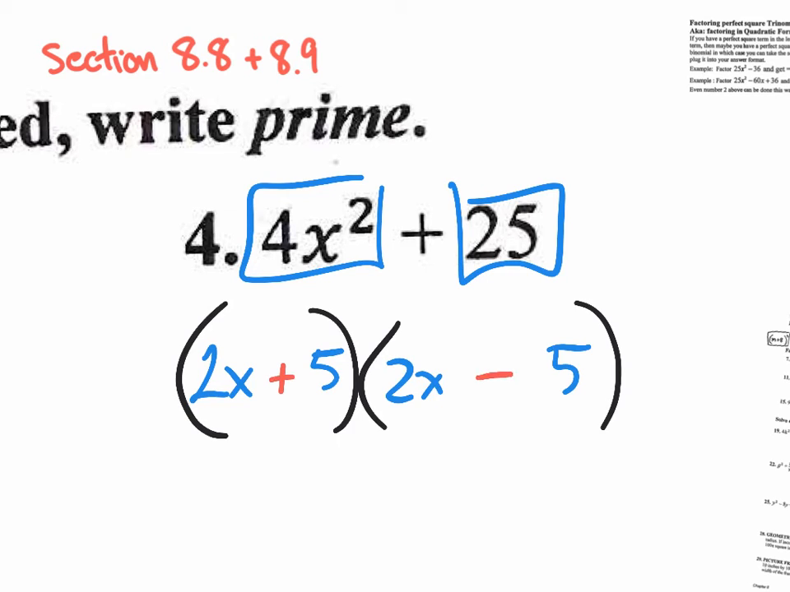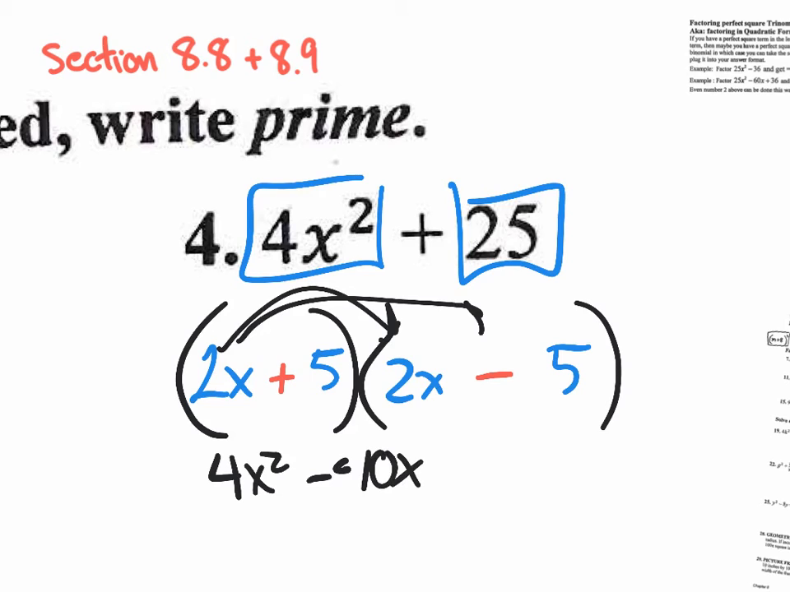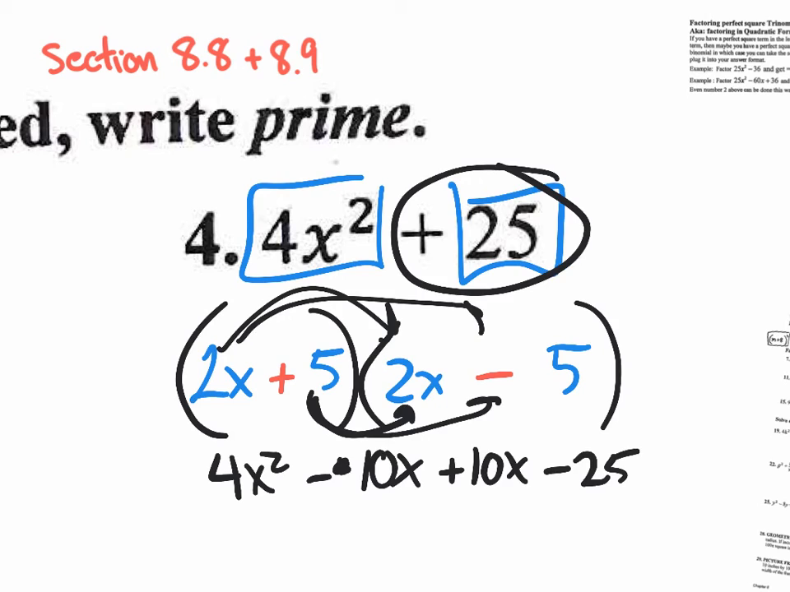Now what symbols belong in there if it's a binomial? A plus and a minus for the middle term to cancel out. But that's wrong. Because if you check this work, 2x times 2x, 4x squared, 2x times negative 5 is negative 10x. And then positive 5 times 2x, that's positive 10x. And then positive 5 times negative 5 is negative 25. And we know that's not a negative 25, it's a positive 25. Does that make sense? So this does not work. What do we say right there? Prime.